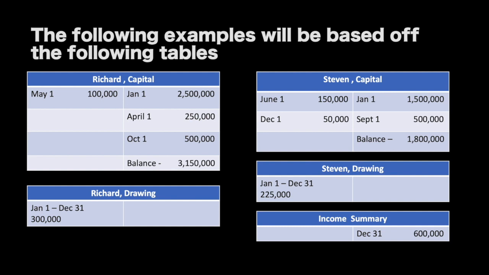Now, let's look at one of the examples. As you can see on Richard Capital, from January 1 he has 2.5 million, on April 1 he has 250,000, and October 1 he has 500,000. You add it all up minus the 100,000 debit side, you have a balance of 3,150,000. Richard drawing from January 1 to December 31 is 300,000. Now in Stephen Capital, you can see that from January 1 to September 1 he has 2 million minus the debit side, so you can get a balance of 1.8 million. He drew 225,000. In the income summary, you can see that the partners made a profit of 600,000.